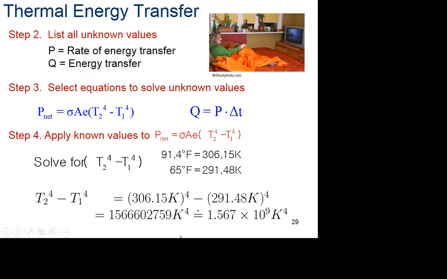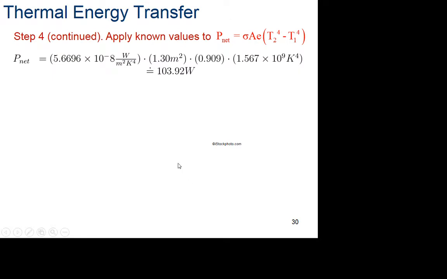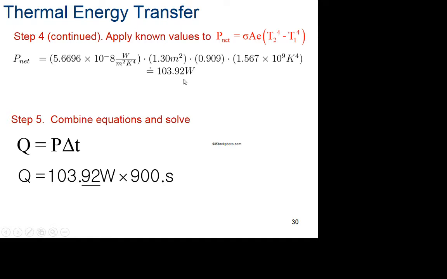You can represent it like this, or you can represent it like this. Either way is fine by me. So now that we know the temperature difference, we can go back and fill everything else in. We know the constant, we know the area, and we know the emissivity for the human body. We plug everything in, and this is the number of watts that we have. Now that we know the number of watts, we also know the amount of time that it took, so we can calculate Q by multiplying by the number of seconds and get our joules.